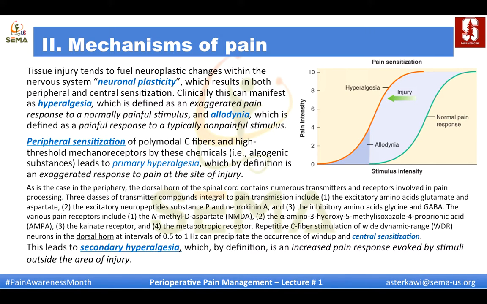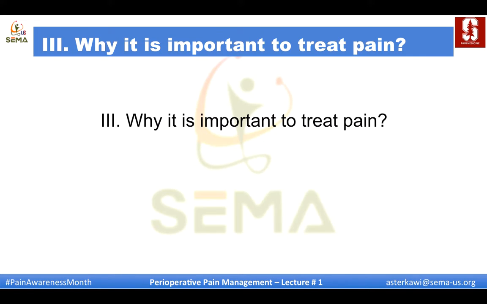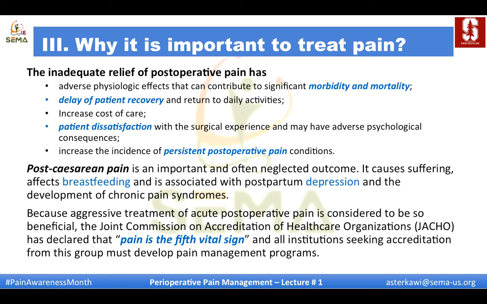This leads to secondary hyperalgesia, which by definition is an increased pain response evoked by stimuli outside the area of injury. So why is it important to treat pain? Inadequate relief of postoperative pain has been proven to increase mortality and morbidity. It delays patient recovery, increases the cost, and decreases patient satisfaction.